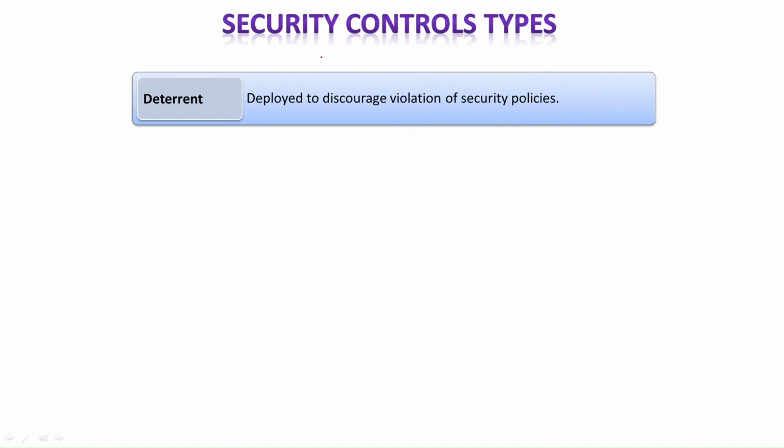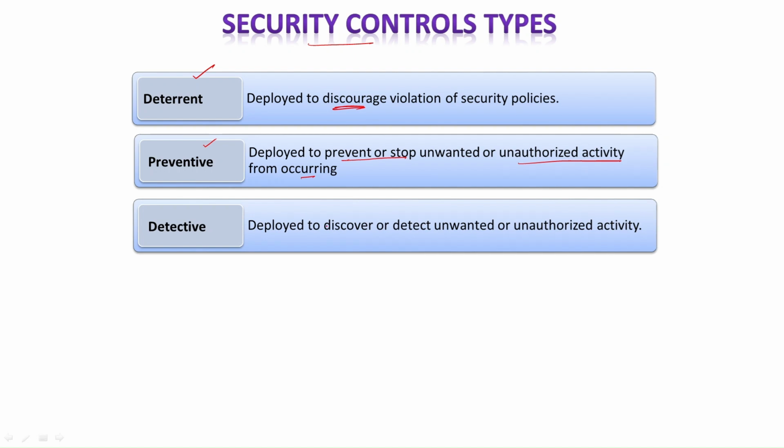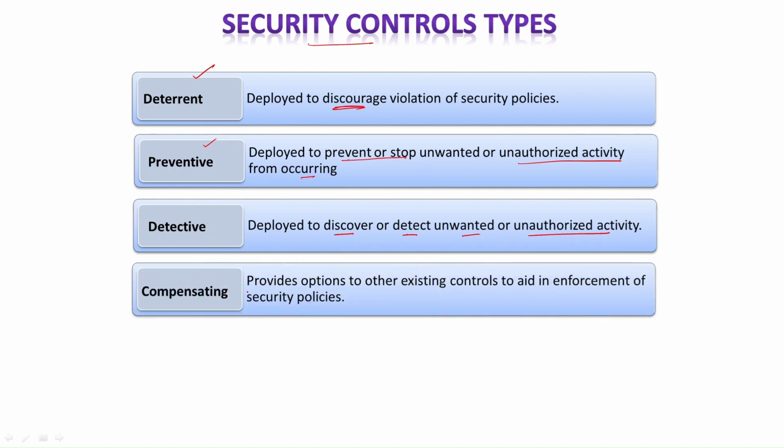Now, different security control types. First one is the deterrent. So these are deployed to discourage violation of security policies. Preventive controls are deployed to prevent or stop unwanted or unauthorized activity from occurring. Detective controls are deployed to discover or detect unwanted or unauthorized activity. And compensating controls provide options to other existing controls to aid in the enforcement of security policies.